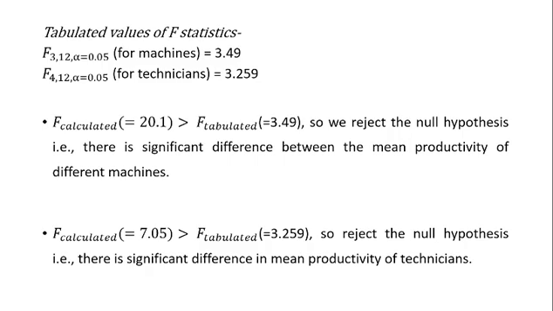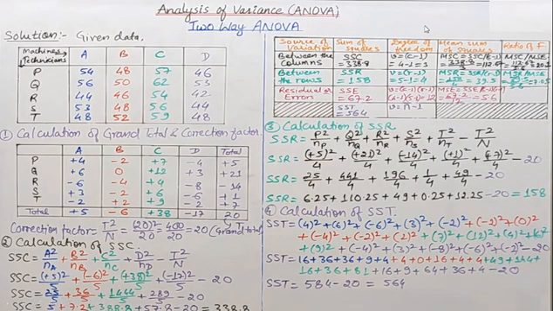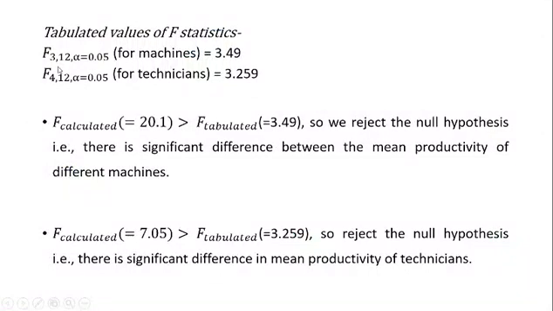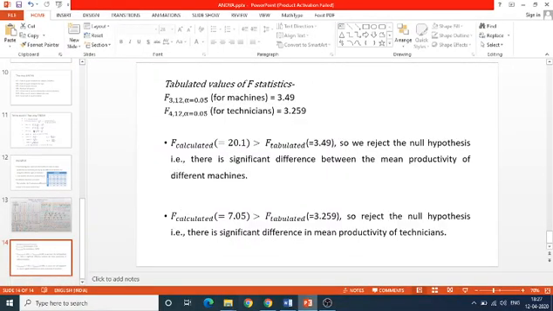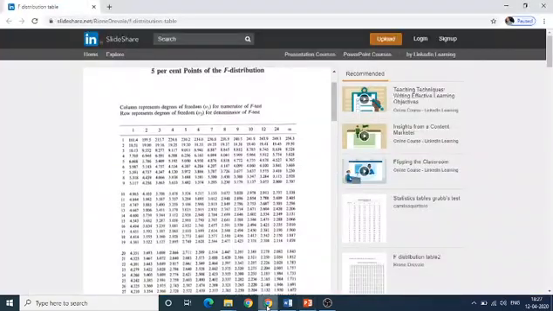Right. Now we will find out the tabulated value of the F statistic. In the first case, for F1, the degrees of freedom corresponding to the MSC is 3 and the degrees of freedom corresponding to MSE is 12. So when we take 3 and 12 at the 5% significance level, the value of F is 3.490, right?